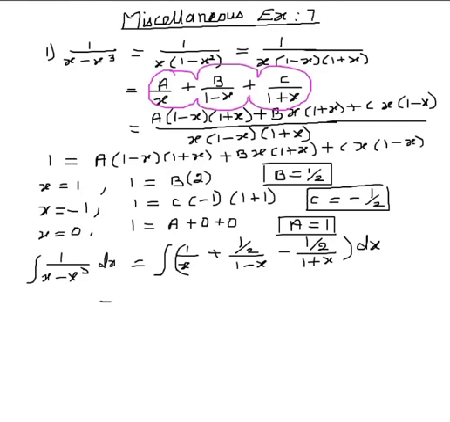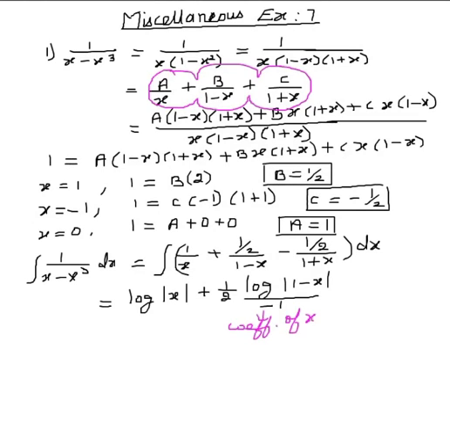This is equal to log of absolute value of x and plus half into log of absolute value of 1 minus x, but here the coefficient of x is minus 1, so we need to divide by minus 1, which is the coefficient of x. And then the last term is minus half into log of absolute value of 1 plus x and plus c. Don't forget to write c for indefinite integrals.